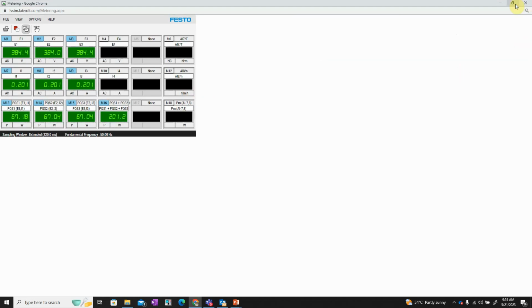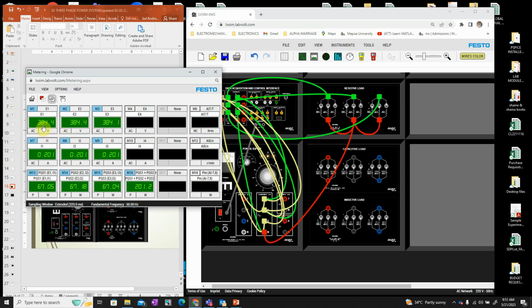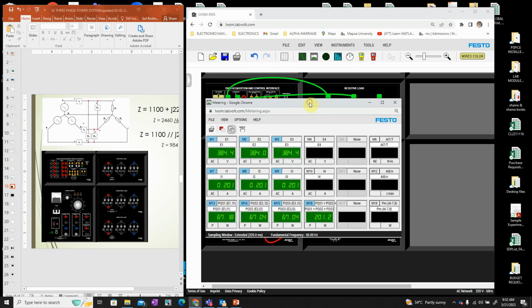Look at the metering. The metering shows 384, which is line to line. The currents are the same. We did not change the ammeter. And look at the power. It's a very large power now, 201. Now, as I've discussed in the earlier video, you should not take this power. This is a wrong power because it's a multiplication of V line multiplied by I line, right?